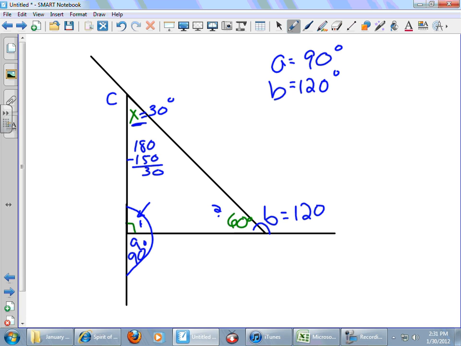Now that I know x is 30, I can figure out c by using my half circle. 180 minus 30 will be 150. All right, so c equals 150.